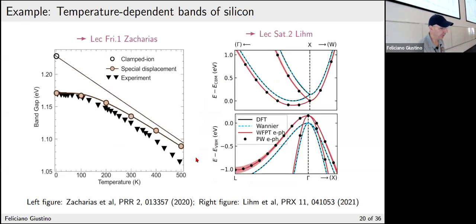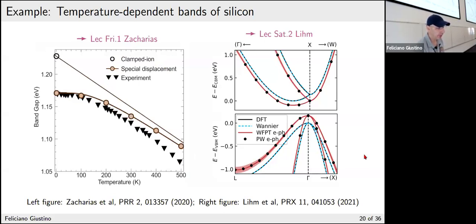So two examples of this type of calculations, and these are from lectures and tutorials that will take place during the school. So this is basically how the band gap of silicon changes with temperature. And you see this kind of behavior that I described in the previous slide. So triangles are the experiments, and these circles are calculations. Calculations have been performed by Marius Zacharias, who is in the audience, who will give a lecture on the special displacement method that was used to do this.